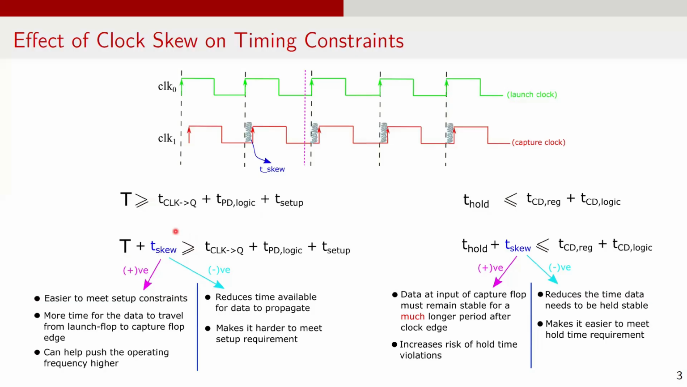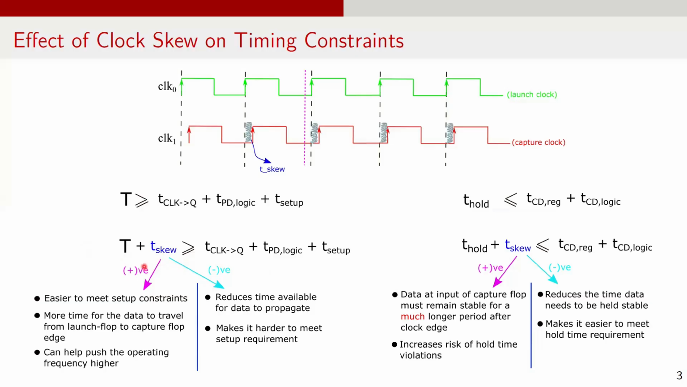First, the setup constraint. The setup constraint equation, assuming that there is no skew in the design, is given as T must be greater than T clock to Q plus T PD logic plus T setup. In this equation, T is the clock period, T clock to Q is the clock to Q delay of the launch flop, T PD logic is the propagation delay through the combinational logic, and T setup is the setup time of the capture flop. If we include clock skew in the setup timing constraint, it is given as T plus T skew must be greater than T clock to Q plus T PD logic plus T setup.